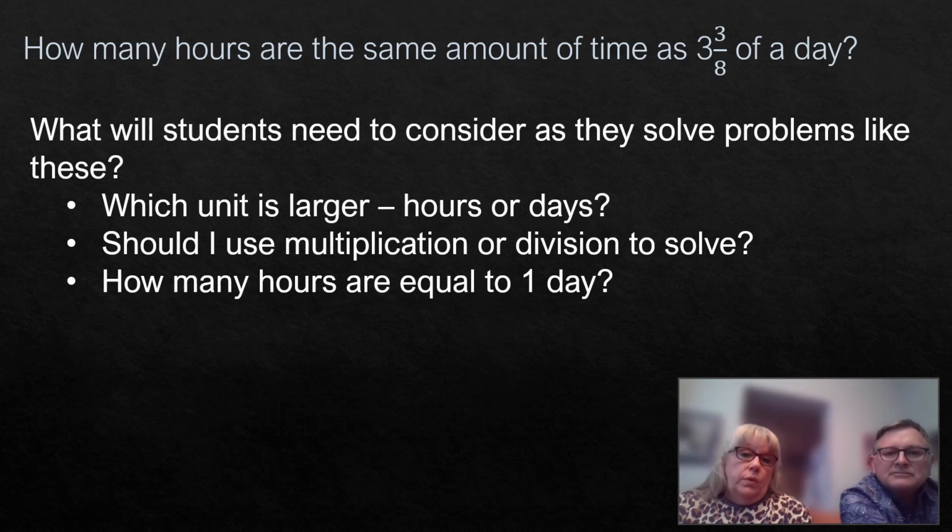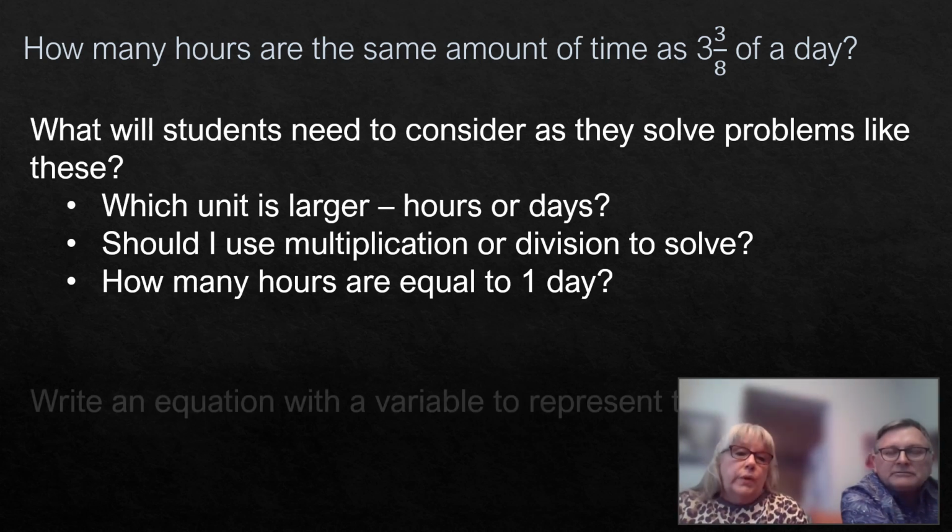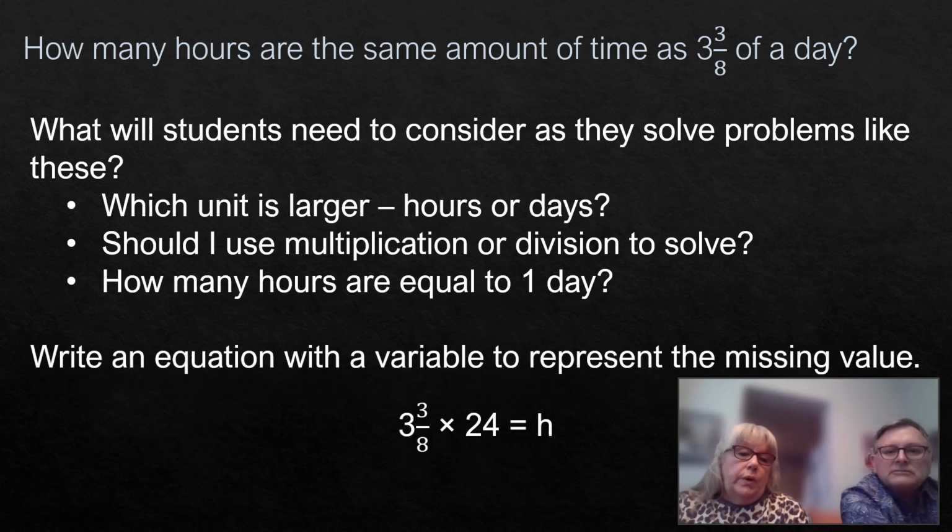So I am going to use what operation, Daryl? So how many hours are in the same amount of time as 3? Okay, so I'm going from a larger unit to a smaller unit. So I'm going to need to multiply. Correct. So my multiplication equation is going to be 3 3/8 times 24.